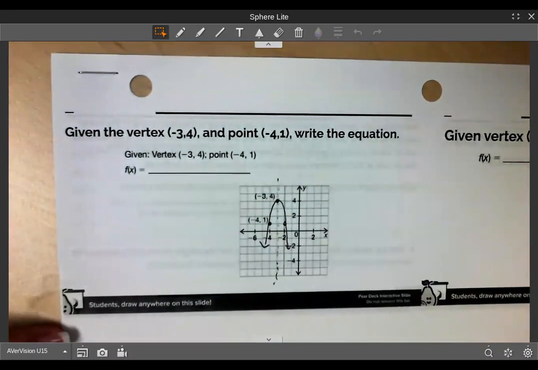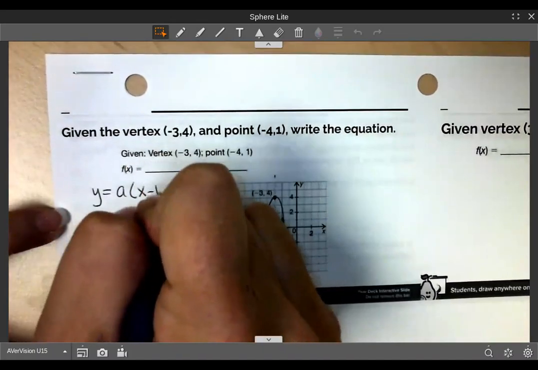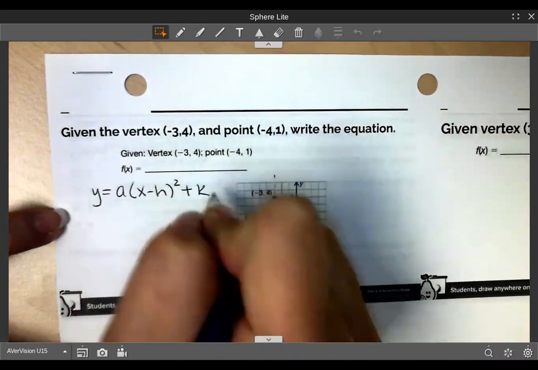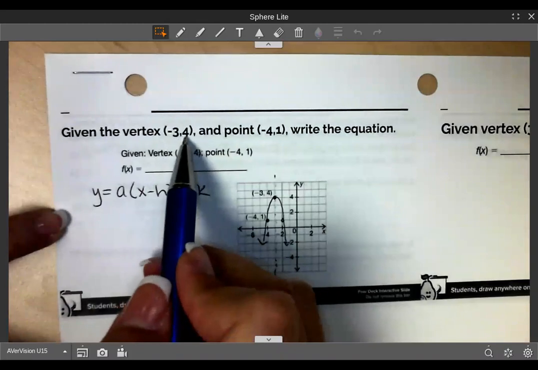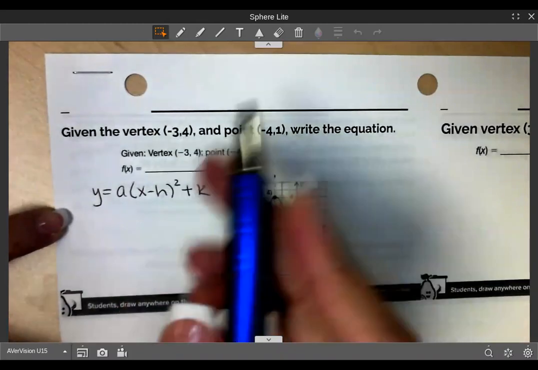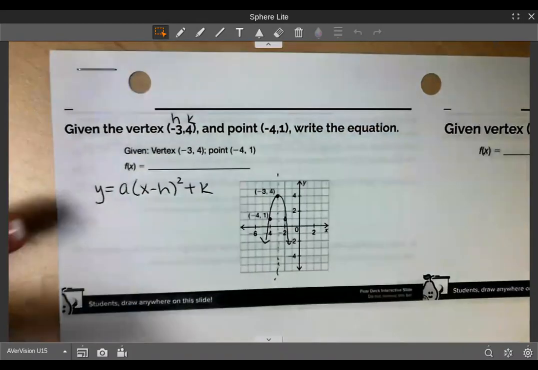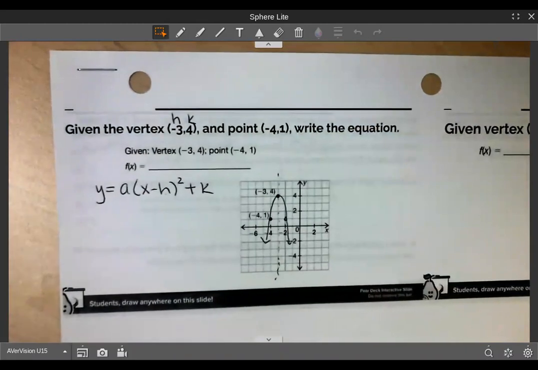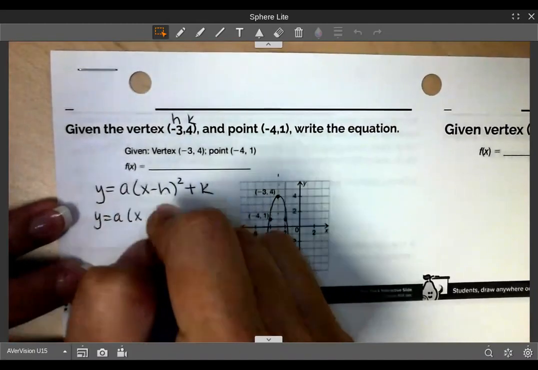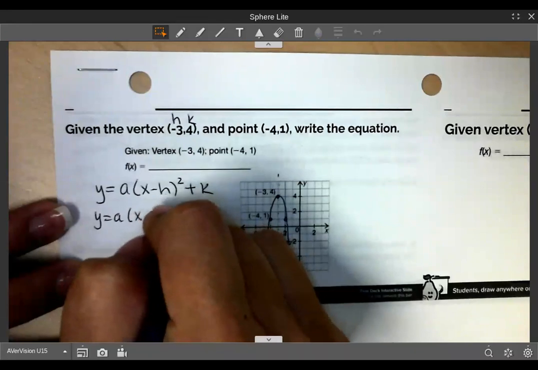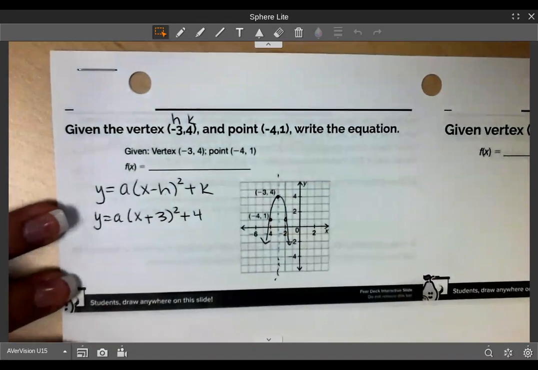Now, anytime that we have the vertex, the easiest way to write the equation is in the vertex form, a times x minus h squared plus k. H and k are the x and y value of the vertex. So my x value is the h, my y value is the k. So I would plug in the -3 for my h. When I do that, minus a negative turns that into a plus. And then I would plug in the 4 for my k. So I've got this part so far.